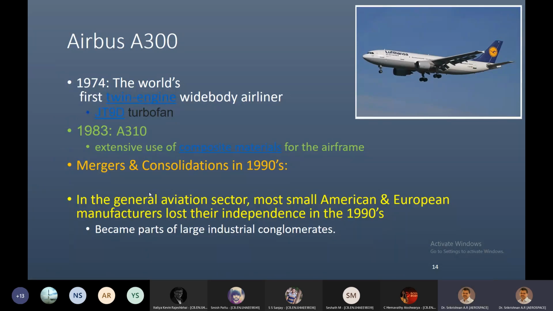Anyway, the world's first twin-engine wide-body airliner, which made use of a turbofan engine, the A300. Airbus A300 is also an important milestone, and there were successive variants for that, A310, A320, etc. So these are the kind of aircraft which sort of led us to what we are currently in the field of civil aviation, in the field of commercial aircraft.